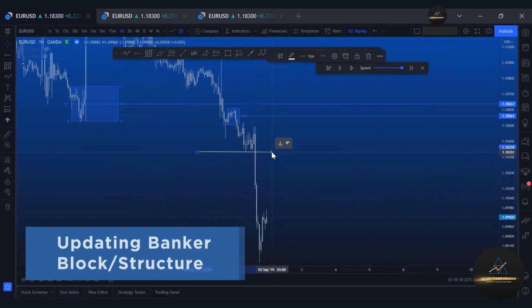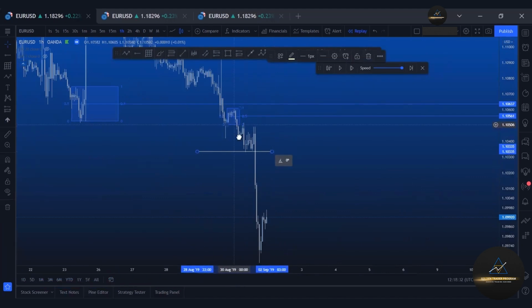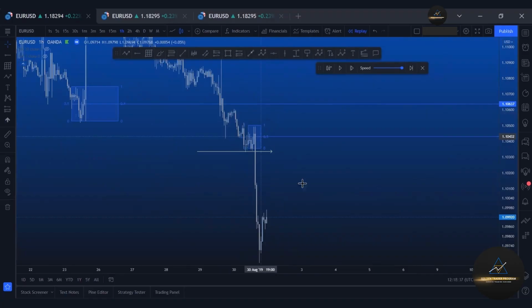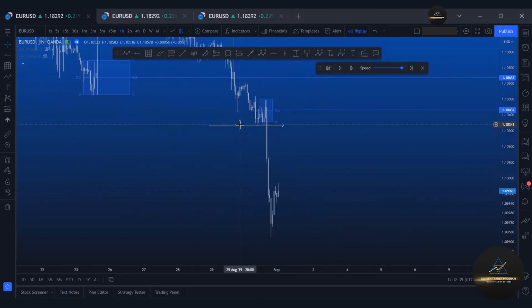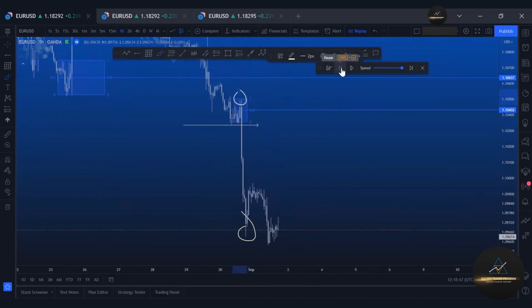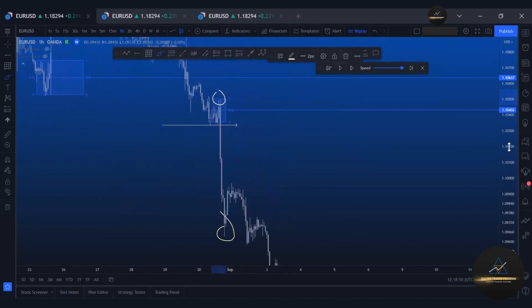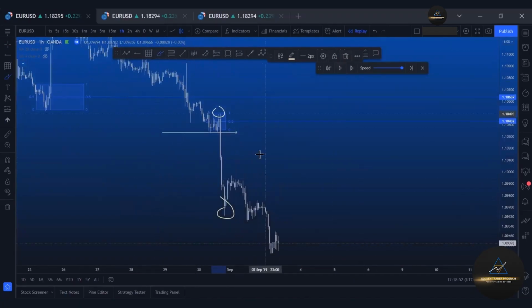This is now the new structure. The new banker block will be up here. The new entry would be here. And now we've got a new high and a new low, right? So this is the new low and the new high. So let's see what happens. Okay, there we go. So now we've got a new low and a new high. Let's follow the market.